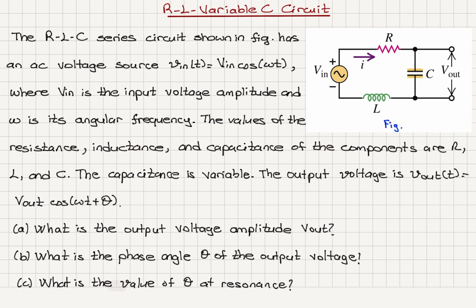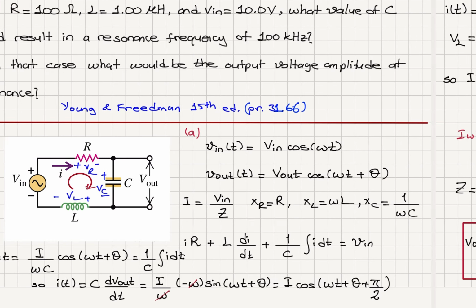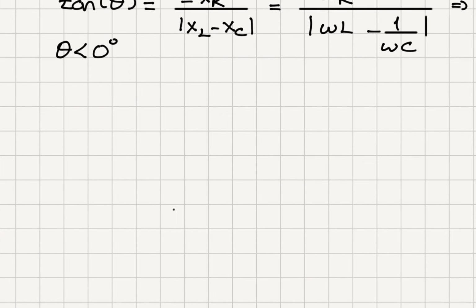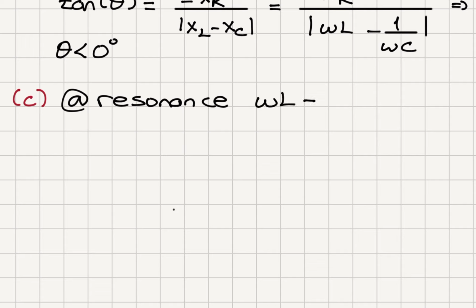Let's move on to part C. What is the value of theta at resonance? So when do we achieve resonance in an RLC circuit? So in part C, we have the resonance condition. If the resonance condition is satisfied, we have omega L equal to 1 over omega C. That means the circuit behaves purely resistive.